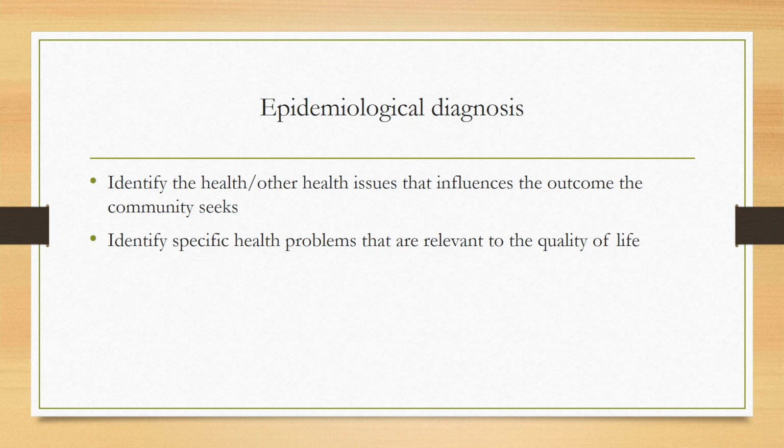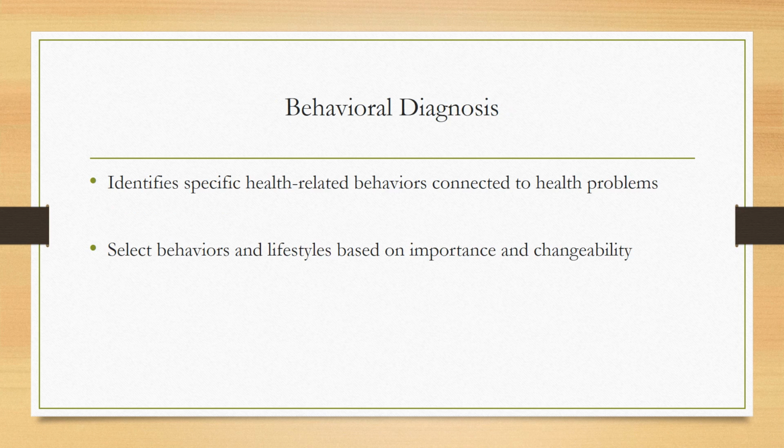The epidemiological diagnosis will help you to identify the particular health problems of the community. It helps you to identify this in respect to mortality rate, and one important thing you also need to consider is the demographics, which will be which segment of the community is mostly affected by that particular health problem. The behavioral diagnosis will help you to identify specific health-related behaviors connected to the health problems. It also will help you to select the behaviors and lifestyles based on importance and changeability.